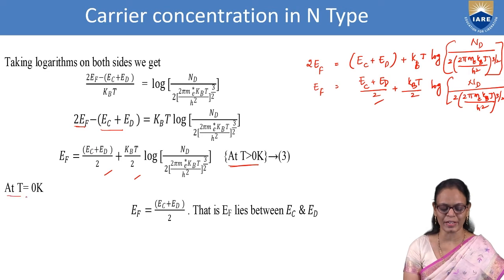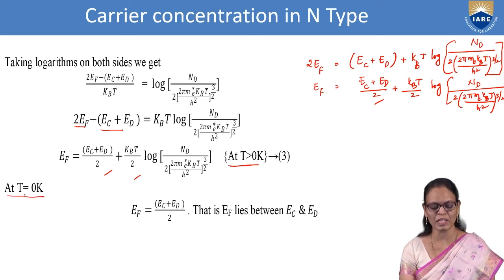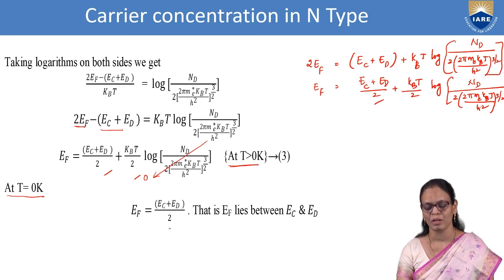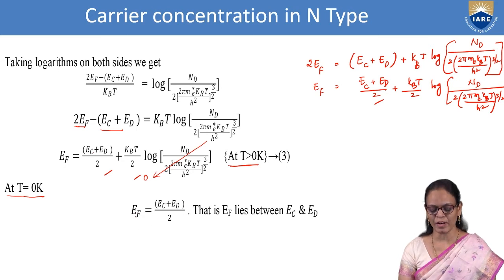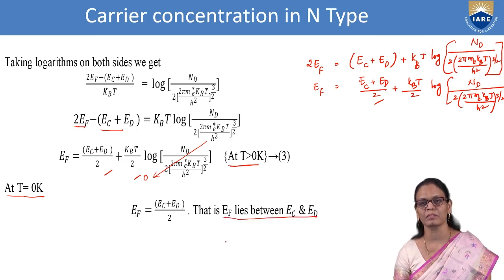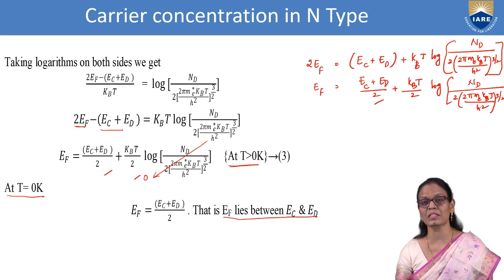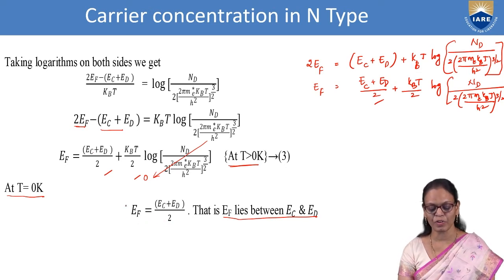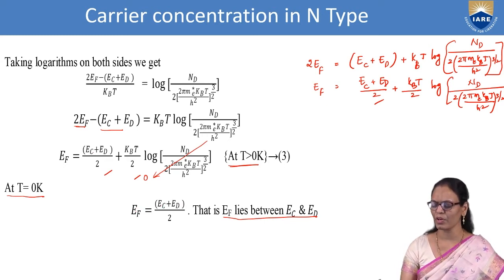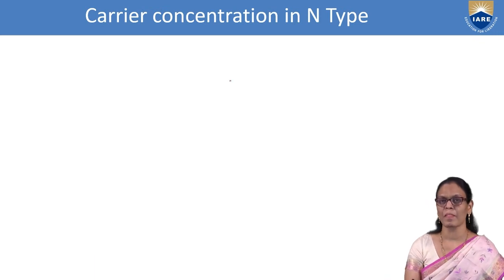Now what will happen at T equal to 0 Kelvin? So if we substitute for T 0, what will happen? This whole term goes to 0 because you have T here. So 0 into something is 0. So we are left with Ef is equal to (Ec plus Ed) by 2. So what does this mean? Ef lies between Ec and Ed. So what we are trying to understand from this expression at 0 Kelvin, the Fermi level lies in between Ec and Ed. So if we try to understand the figure, this is how we see.